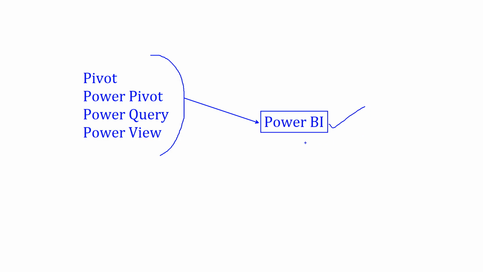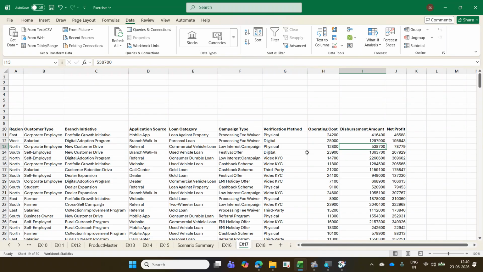Come to exercise number 17. Based on this, I am going to create a report. Before creating a report, there are three important conditions. Please note them down. Maybe you can add a fourth, but the basic ones are three. One: no merged cells in between. You should not have any merged cells in between. Condition number 1.